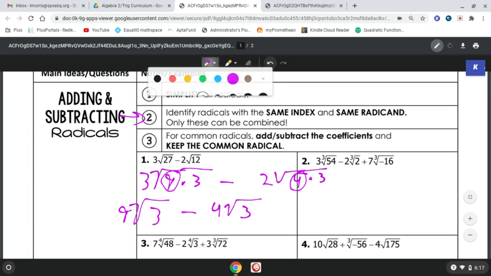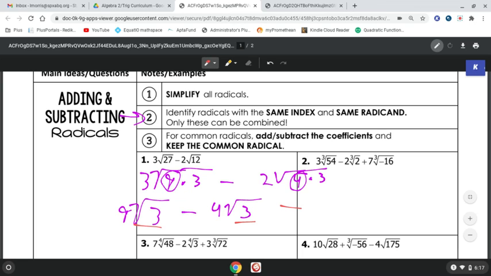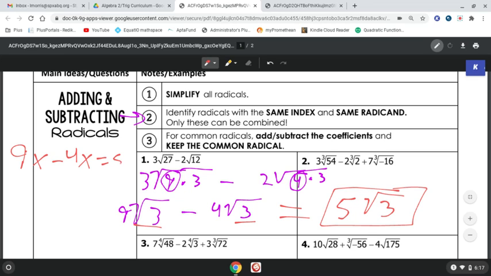Now you can see that our radicals have the same index, it's just the square root. And what is actually inside of our radical, or the radicand, is the same. So we can take 9 square root of 3 minus 4 square root of 3, and we'll end up with 5 square root of 3. So you just add or subtract your coefficients, and your radical just stays the same. It's just like if we were saying 9x minus 4x, we would get 5x. You do the same exact thing, except instead of x, you have the square root of 3.